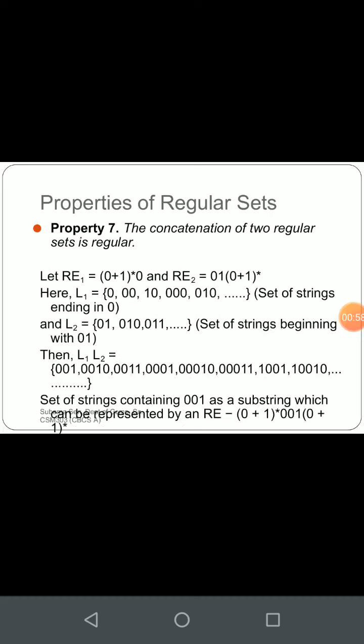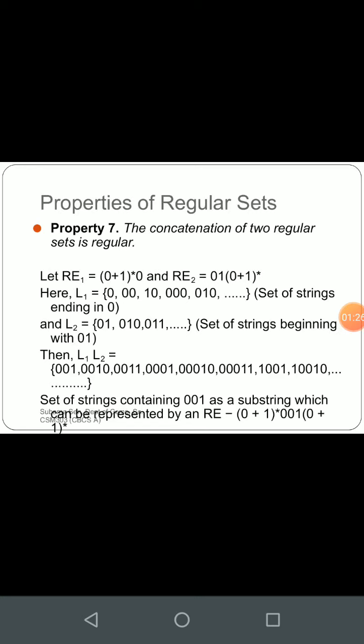Next, property 7 says the concatenation of two regular sets is regular. Our first regular expression, what we have assumed, is (0+1)* followed by 0, and regular expression 2 is 01 followed by (0+1)*. The language generated by the first regular expression will be like this one, you can easily make it out, and similarly L2 will be like this.